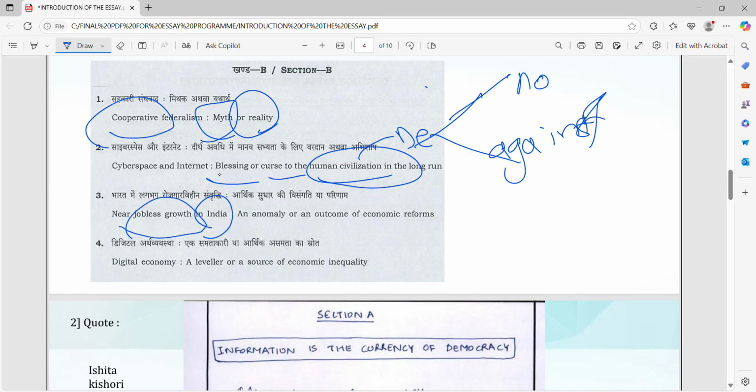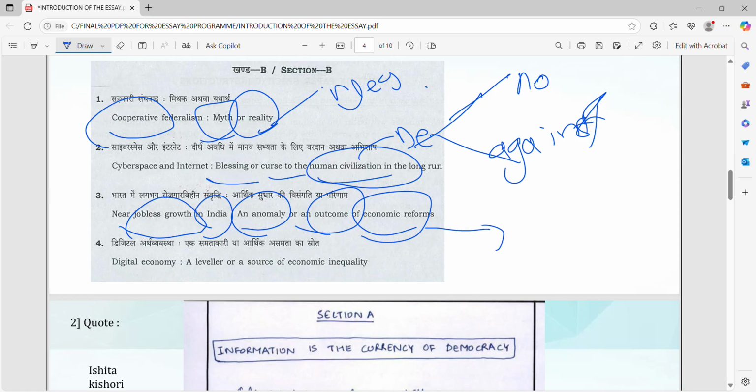Near jobless growth in India, an anomaly or outcome of economic reform. So we can say one side is that cooperative federalism is reality. Let's give examples for cooperative federalism, who is supportive. Let's use the knowledge of GS2: who is supportive of cooperative federalism and who is against it, their arguments for that, and also examples for that. Someone like the Rajamannar Commission said that there is no cooperative federalism, center is dominant.